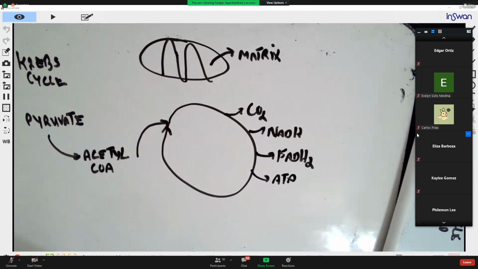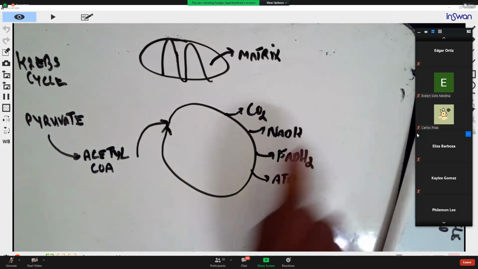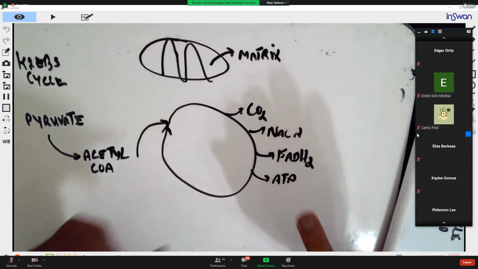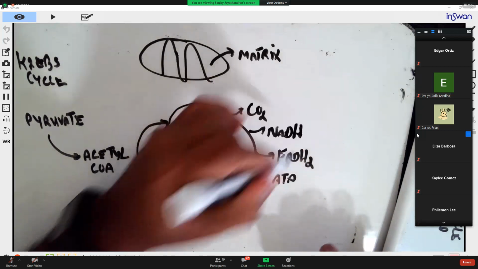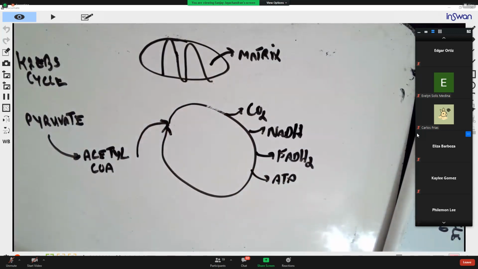Okay, so what are the products of Krebs cycle? What are we getting out? We get ATP, FADH2, NADH, and CO2. Sorry, this is a D, right? NADH and CO2. Are we good? Yes. So these are the products of Krebs cycle.